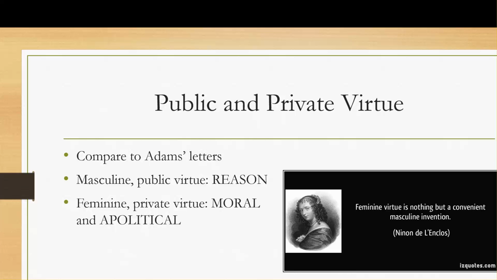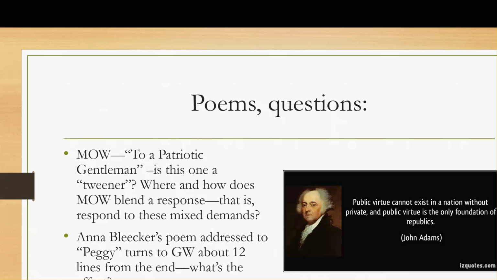Of course, we know that these are constructs, so masculine public virtue is constructed. The idea is that only men would have reason displayed. No, of course that's not true. No more than it is that only the women's documents would be moral and apolitical. That's not true anyway. So there's an overlap with the concept of public and private virtue from yesterday's class. I have a few questions here. You could pause this and take a look at them, maybe incorporate answers in the blog.